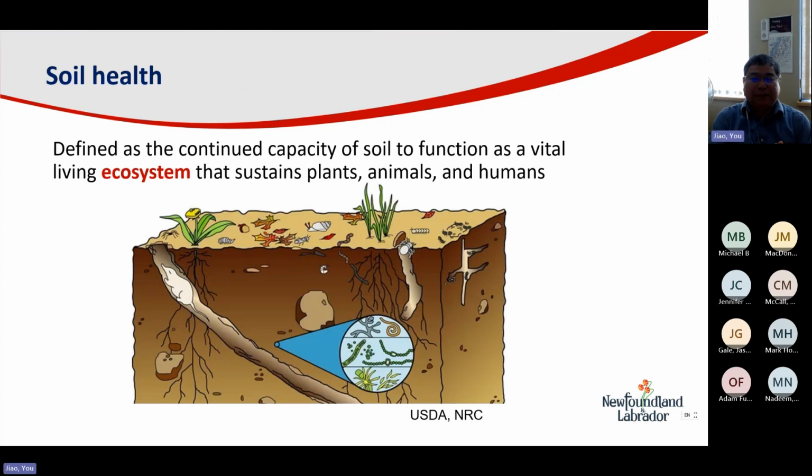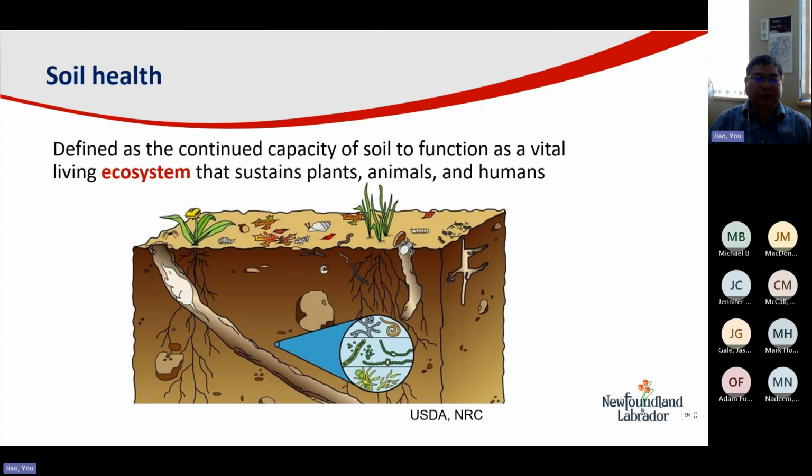For soil health, we treat soil as an ecosystem. Soil health is defined as the continued capacity of a soil to function as a vital living ecosystem that sustains plants, animals, and humans.